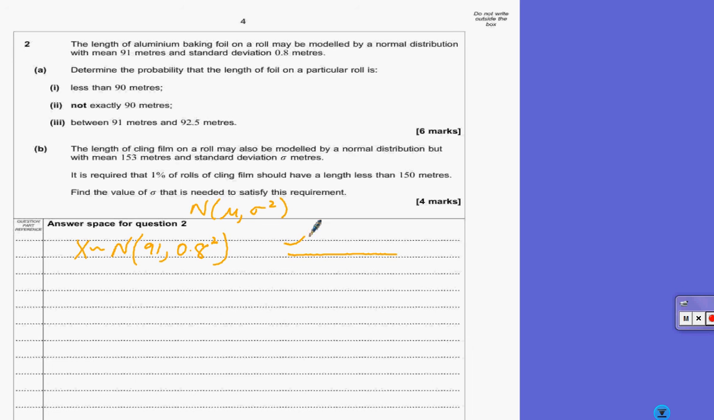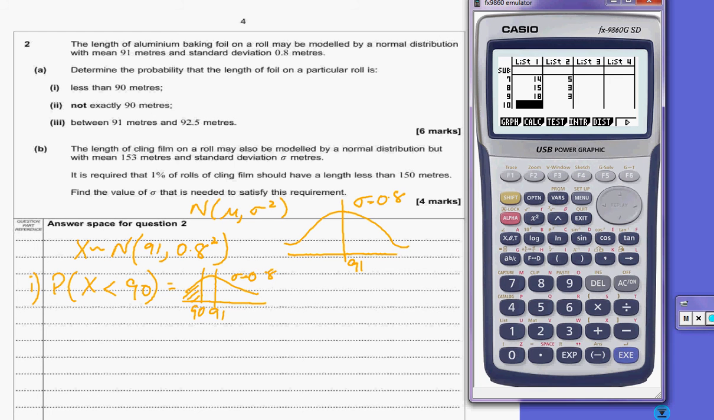Drawing a little sketch that we can use over and over again. Very generally, 91 is my mean, and I've got 0.8 as my standard deviation. The first question is asking, what's the probability that X is less than 90? If I do a little sketch again, we know we've got 91 here. 90 is less than that. We want that area. I'm going to call on my trusty calculator.